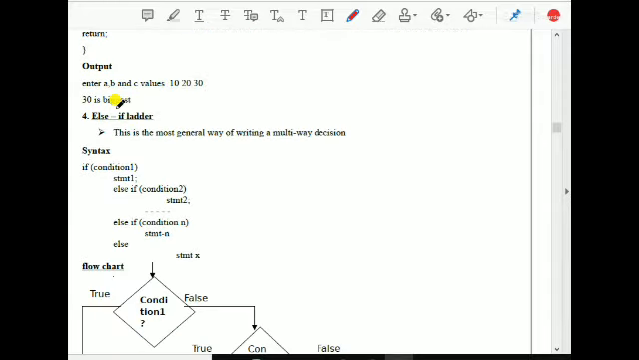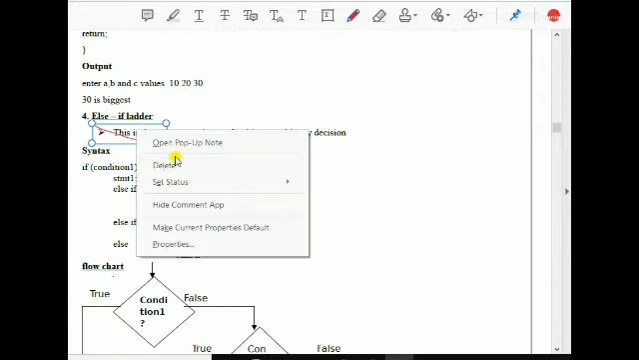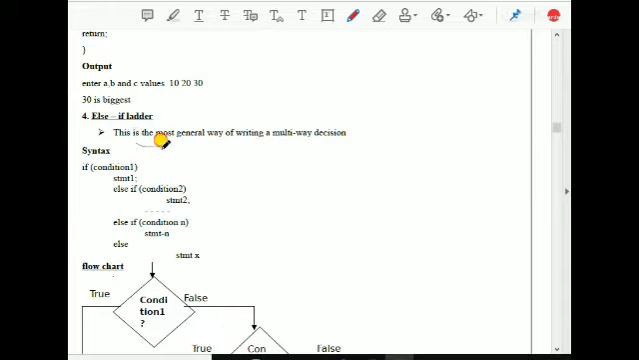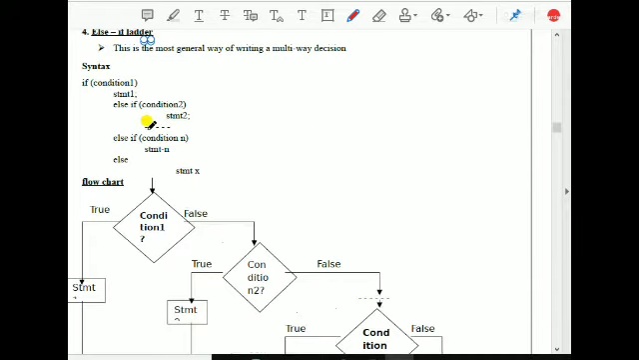And after that we will go with the else if ladder. See here what they have written. This is the most general way of writing a multiway decision. If we are writing more than one condition, then we can use the else if ladder. See how: if condition is statement 1, and in that only we are writing else if, then the condition, and then we are writing condition 2 and statement 2.